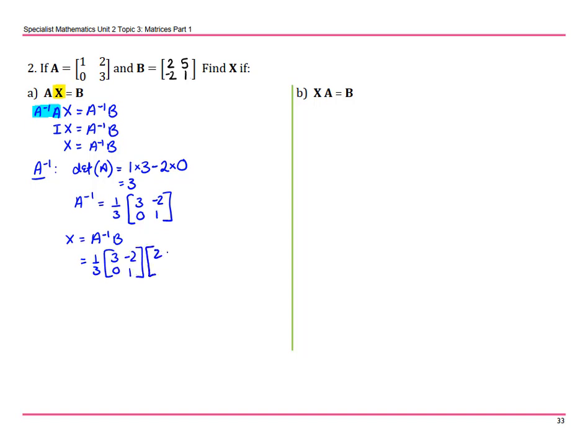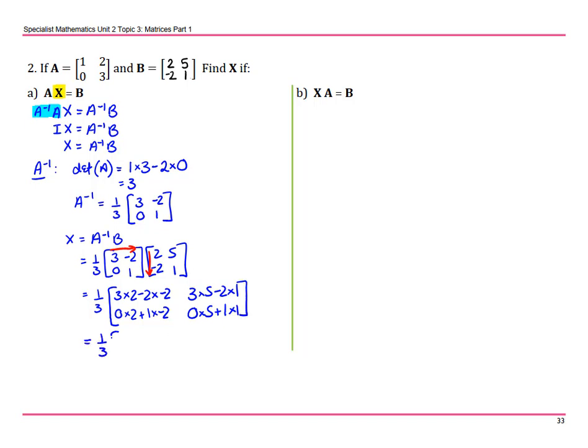Then your B, 2, 5, negative 2, 1, times by the scalar last. So do the matrices first. Across the row and down the column. So that's 1/3. You have 3 times by 2 minus 2 times by negative 2. Then across the row again and down the next column, 3 times by 5 minus 2 times by 1. Next row, 0 times by 2 plus 1 times by negative 2. Next row, same row, next column, 0 times by 5 plus 1 times by 1.